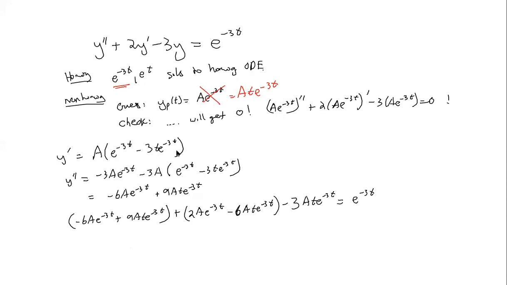Okay. Are there any other questions? Let's see, what do you get? You get negative 6a plus 2a plus 1, and then 9a minus 6a.